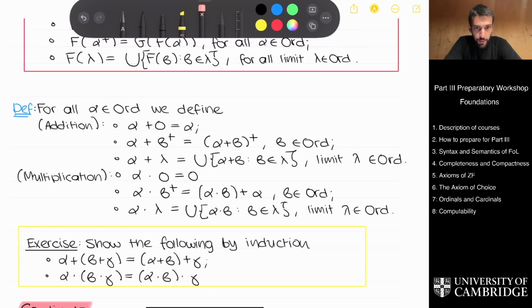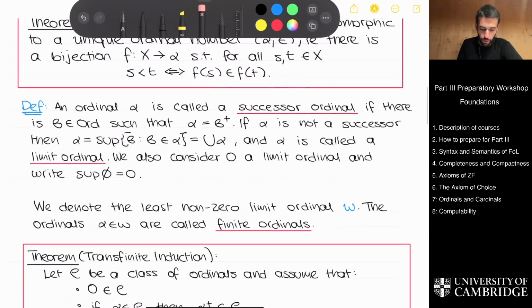Secondly, alpha plus the successor of an ordinal beta is defined to be the successor of alpha plus beta. And finally, alpha plus lambda, where lambda is a limit, is defined to be the union of the set alpha plus beta, where beta is in lambda.